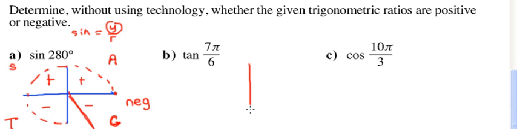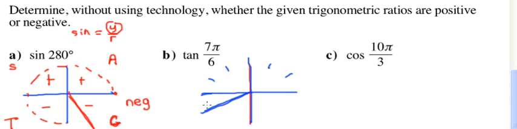Tangent of 7 pi by 6, go back to blue. 1 pi by 6, 2 pi by 6, 3, 4, 5, 6 pi by 6, and then a little further, this is 7 pi by 6. So we're in the bottom left quadrant. By the CAST rule, only tangent is positive in this quadrant. Well, hey, this is tangent, so it should come out positive.